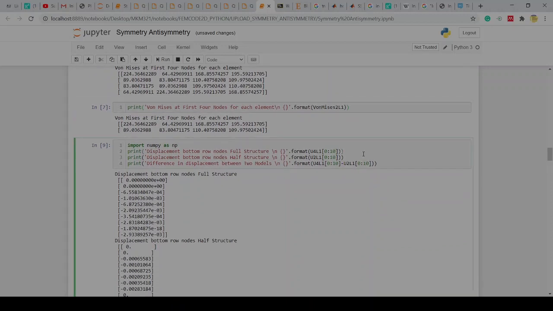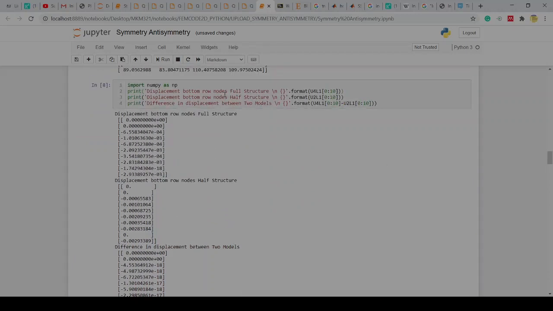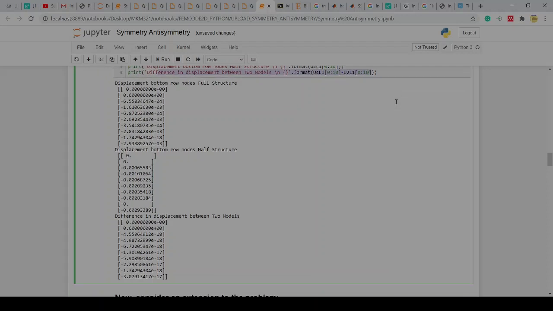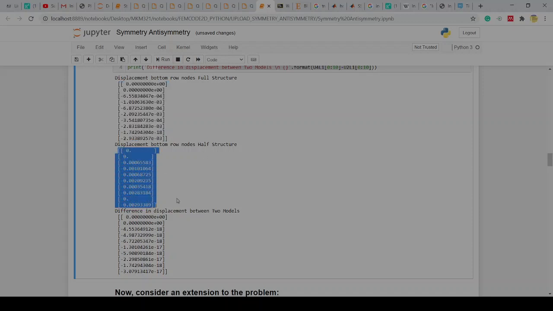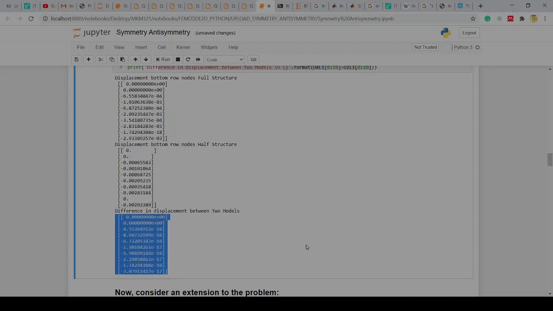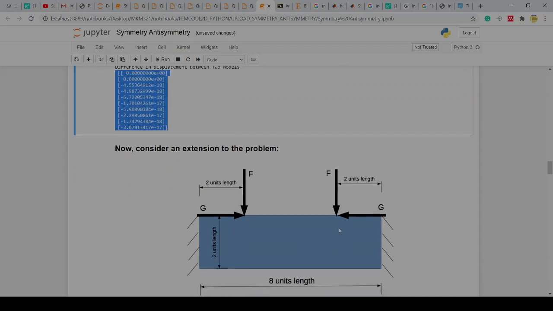And then we can start saying, let's look at the rows, a little bit more of the displacements and compare them with each other. So the displacement of the bottom row of nodes of the full structure and of the half of the full structure, and then we can also look at the difference. And what I want to show you is the displacements for the full structure's bottom, the half structure's bottom, and the differences are numerically 0. Okay, that's really important to take note of.